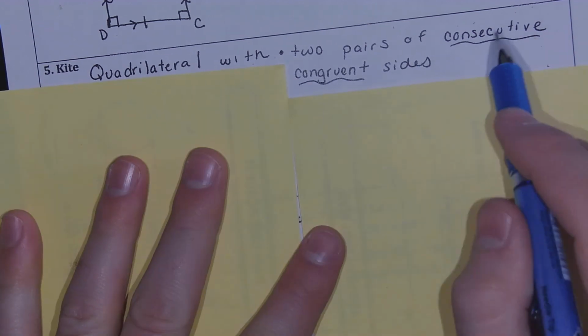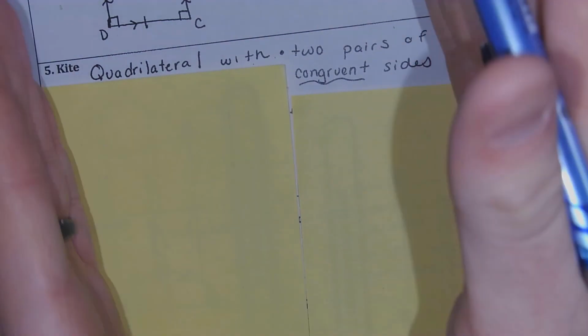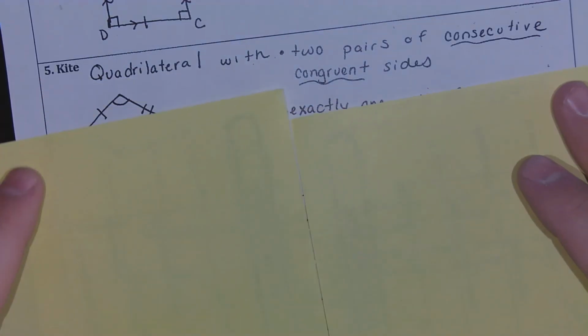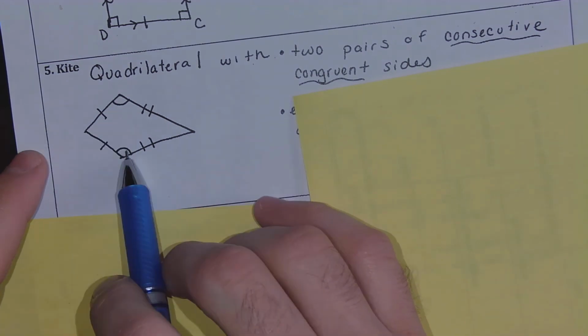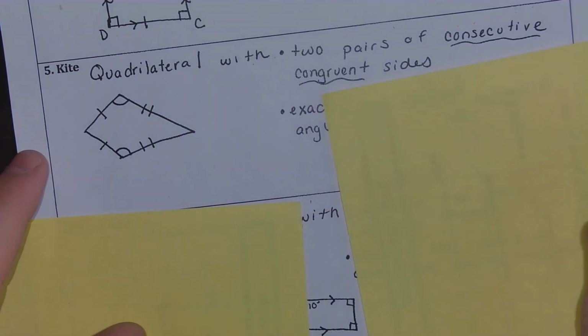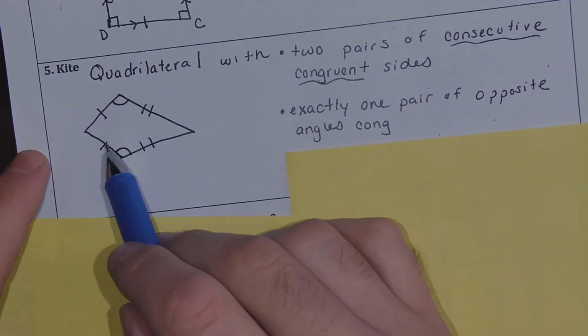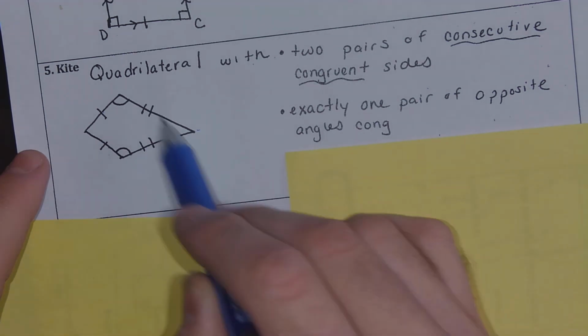It's not a parallelogram where opposite sides are congruent. We actually have consecutive sides that are congruent. So instead of ones that are opposing, like a rectangle or parallelogram, being congruent, they have to be right next to each other. So what that does is it creates this shape where you have two shorter sides and two longer sides for the kite. So you have one pair there and one pair here, and they're right next to each other.